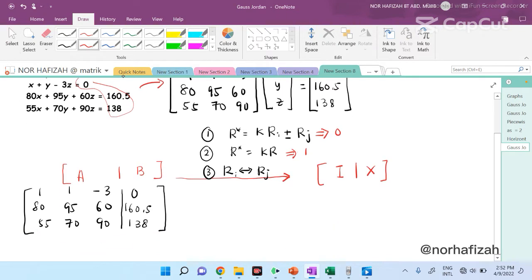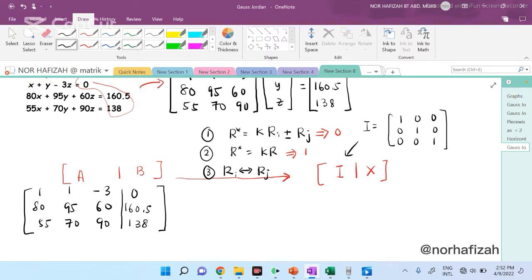Recall, what is identity? The identity matrix is 1, 0, 0, 0, 1, 0, 0, 0, 1. We're going to do the first column first, changing entries to 0. The zeros in the first column are in the second and third rows, so we're going to change the second and third rows so that this one becomes 0 and this one also becomes 0. So the target is to change those first. We are going to start with the first column.